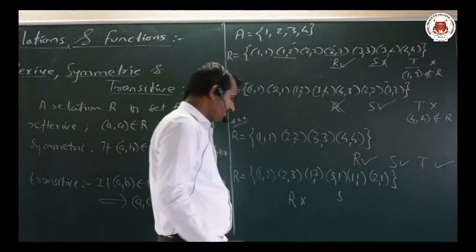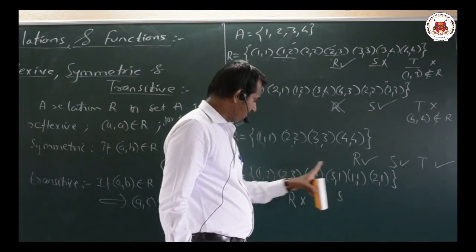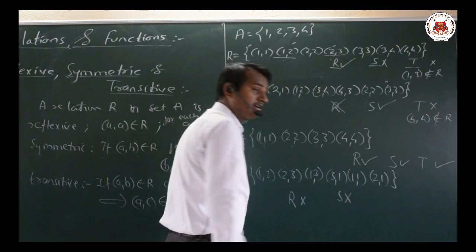Symmetry. Whether it is there or not. 1 2 is there. Do we have 2 1? Yes, 2 1 is there. Then 2 3. Do you have 3 2 here? 3 2 is not there. Therefore it is not symmetric.